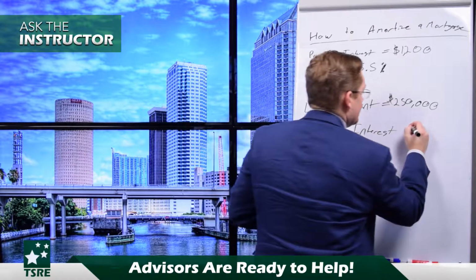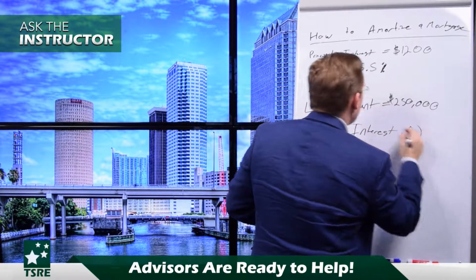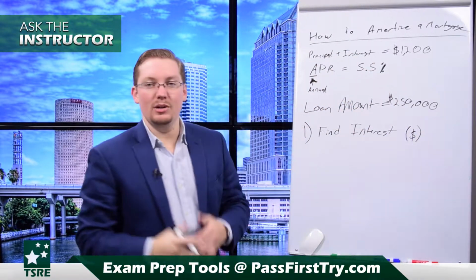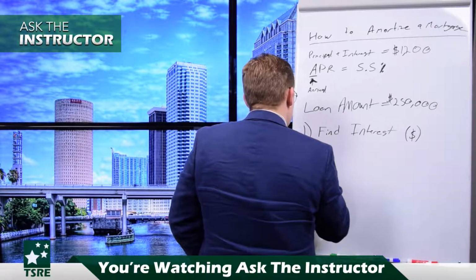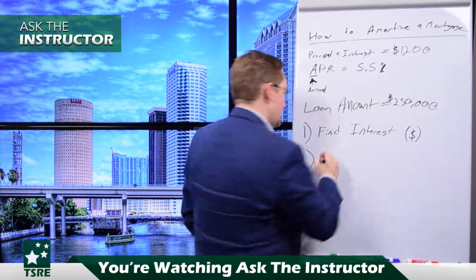So we find the interest in a dollar amount. Because we already have the interest percentage, that's 5.5%, we need to now translate that to a dollar amount. And then what we do is find our principal payment.